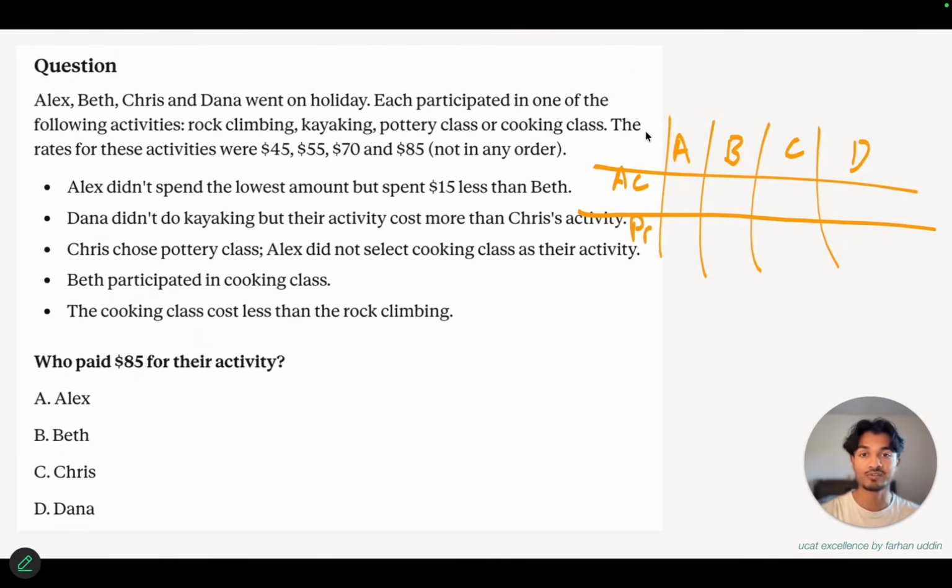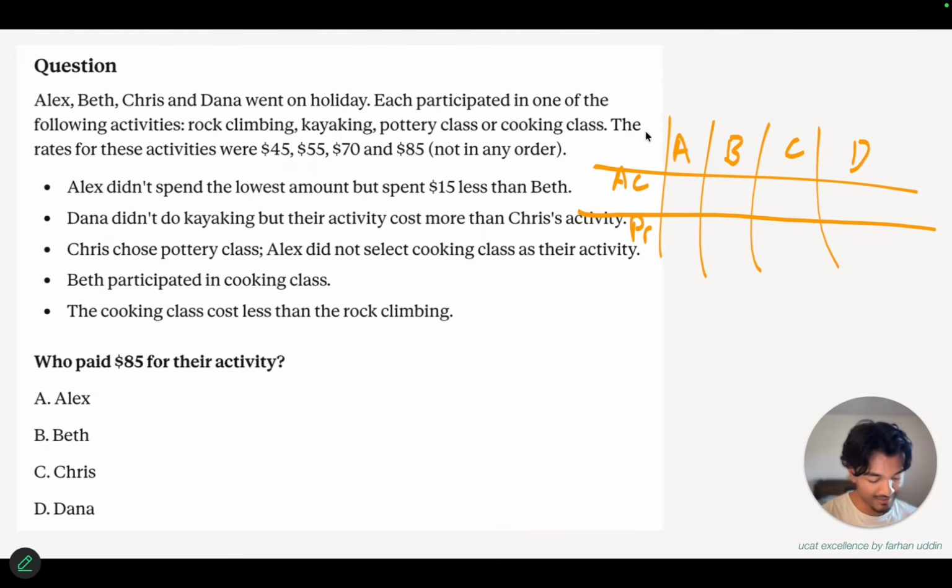So let's go through the statements now, trying to identify concrete pieces of information. Alex did not spend the lowest amount, but spent $15 less than Beth. So this is not concrete, other than the fact that we know that Alex is not 45. But we know that Alex could be 55 or 70, not 85 though, because he spent 15 less than Beth. So Alex is somewhere in here. It's not exactly a concrete piece of information. So I'm going to keep on going so that I can see if there's anything I can fill out automatically.